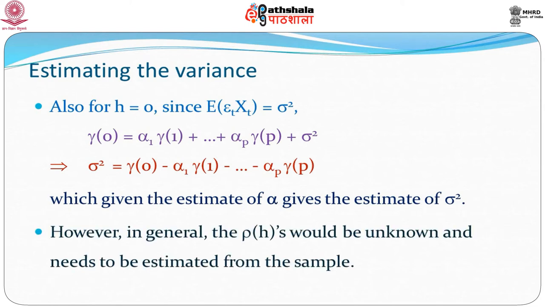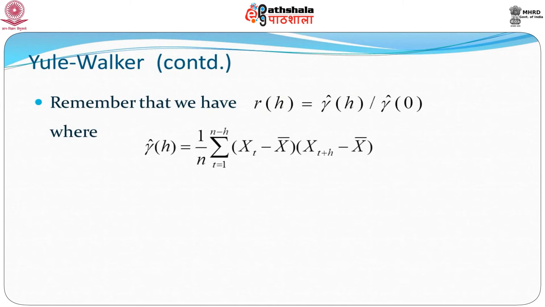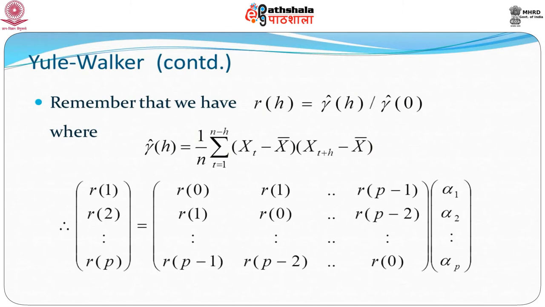But in most cases, the population values of rho h would be unknown, as I had been saying, and we need to substitute these by the sample values. Let's see how we can do that. Remember that rh, the sample version of the autocorrelation, would be gamma hat h by gamma naught hat, where gamma hat h is from the sample: 1 by n summation over the observations xt minus x bar times xt plus h minus x bar, assuming of course there is stationarity, we can use x bar. Once you get that, you get your rh, and substitute the rho by the rh values.